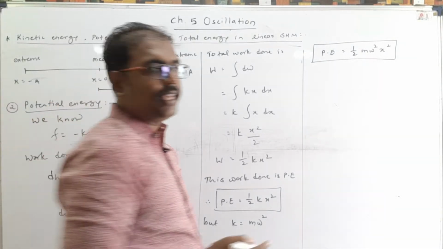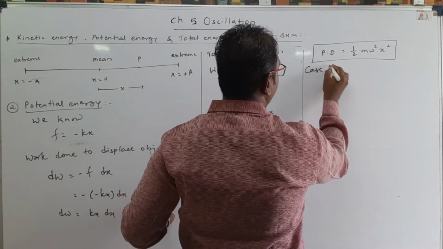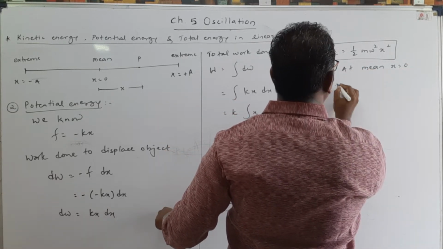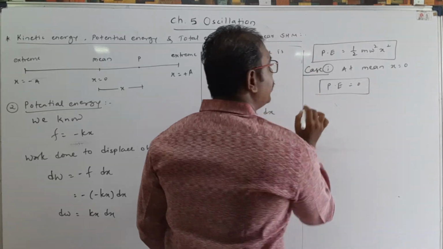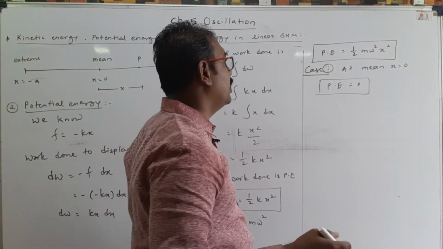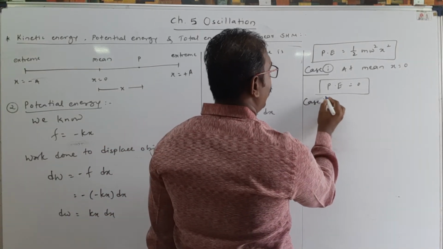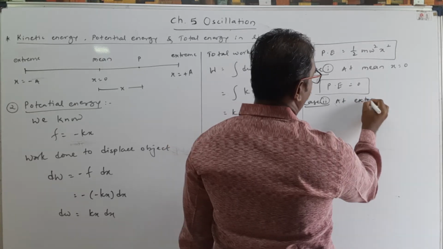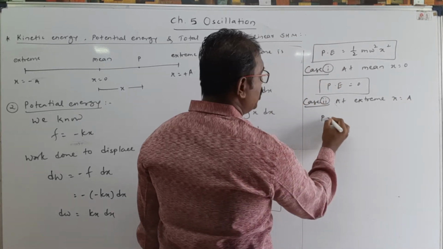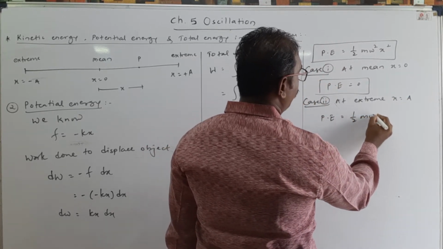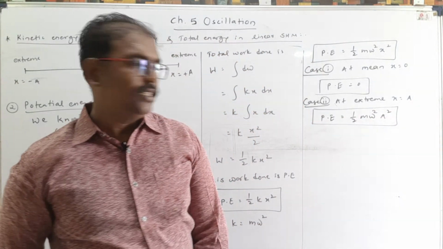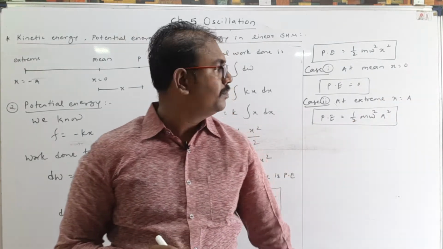Now let me learn two cases of the potential energy. Case 1, at mean, you know that at mean x is 0, so potential energy is coming 0, because as we substitute the value of x equal to 0 in this formula, potential energy is 0. Now case 2, at extreme, x is equal to a. So potential energy is 1 by 2 m omega square, instead of x I substitute a. So we get potential energy as 1 by 2 m omega square a square.